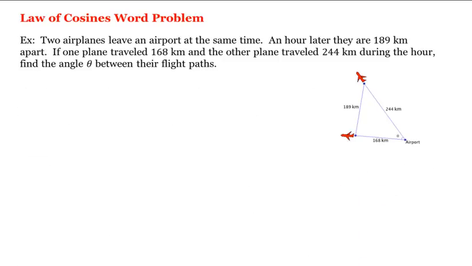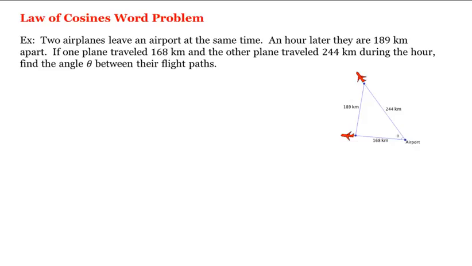Let's look at word problems that use the law of cosines. Two airplanes leave an airport at the same time. An hour later, they're 189 kilometers apart. If one plane traveled 168 kilometers and the other plane traveled 244 kilometers during that hour, find the angle theta between their flight paths. Now the figure over here shows the situation.